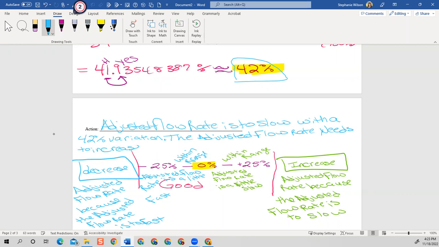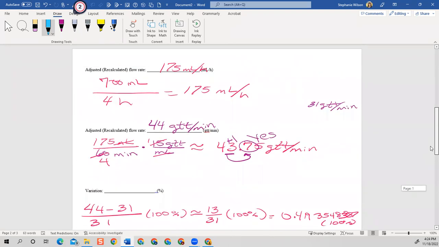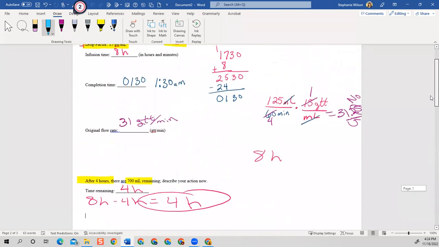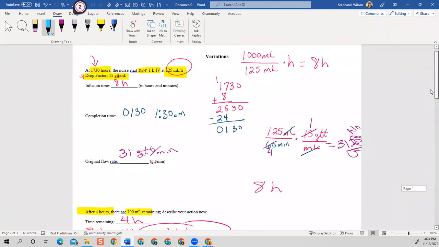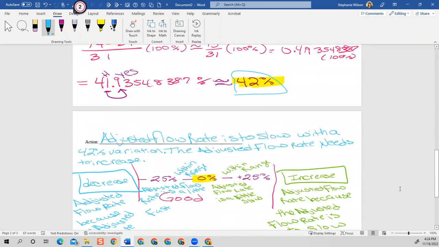Which, I'm not a nurse, so looking at how many drops per minute versus how many drops per hour, this is a red flag, right? So you'll have to do protocols. But this is math class, and I just wanted to kind of give you an idea of what to look for, and I hope this helps.